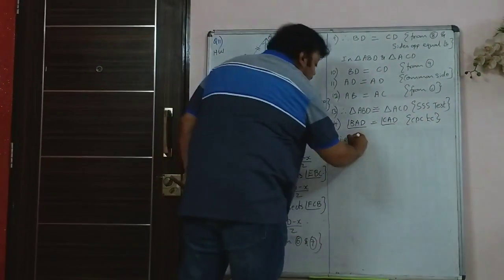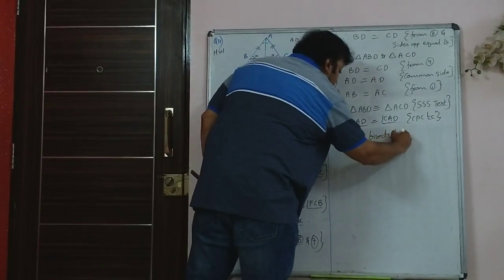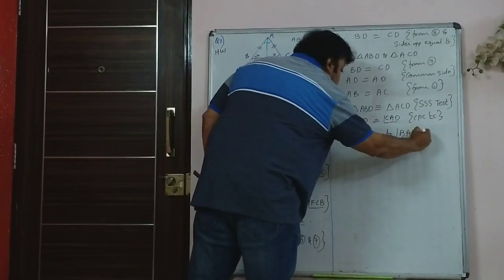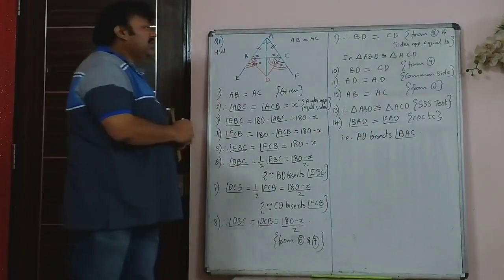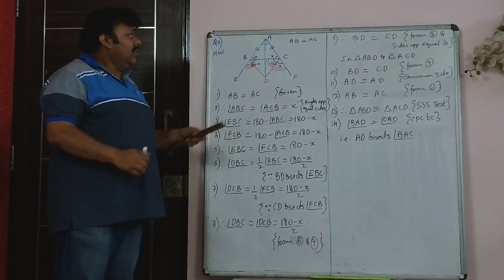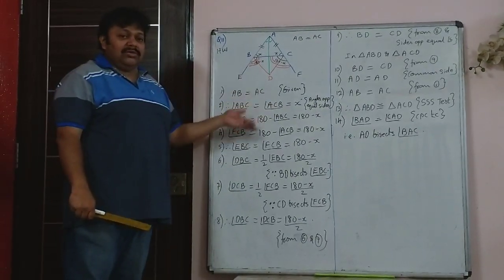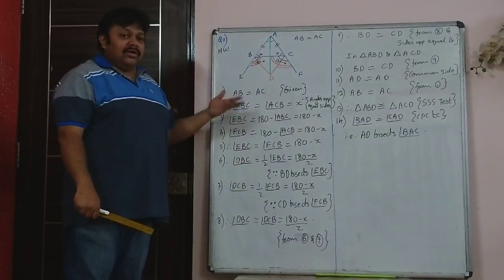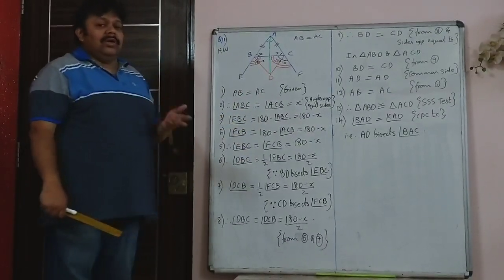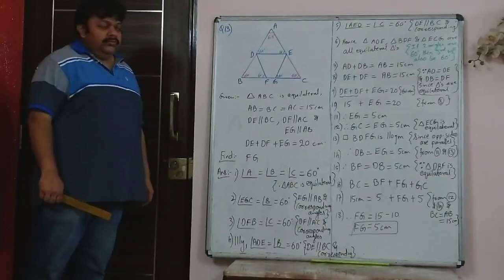AD bisects angle BAC. You are asked to prove this. AD bisects angle BAC. So that's the homework sums which I had given last time. That completes it, I've solved all the homework sums of isosceles triangle and congruency for you. Now we have got a couple of classwork sums left which we will complete now.